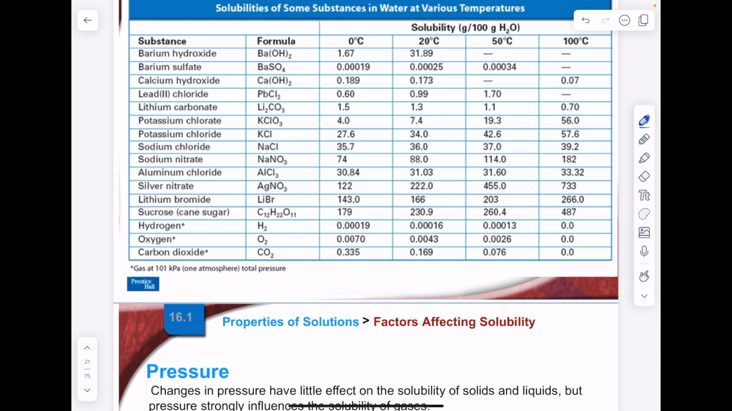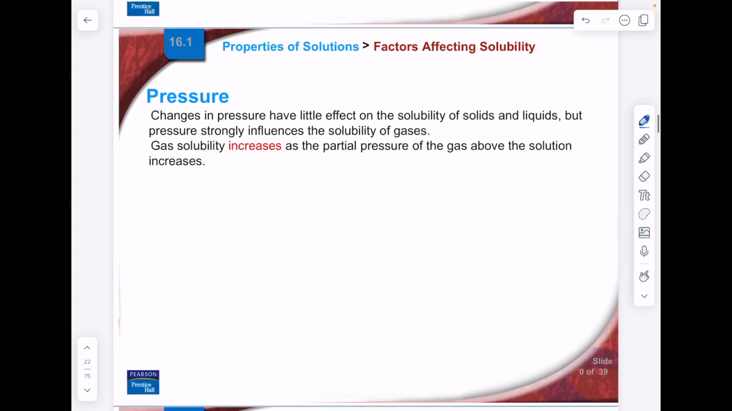Besides a graph, you can also see a chart of solubilities and see that most of these solubilities increase as you go from left to right in temperature for solids, but the opposite is true for gases down here. Solubility becomes less until when you reach boiling water, there are no gases at all left in the water. No dissolved gases. And we already mentioned that pressure has little effect on solids and liquids, but does affect the solubility of a gas.